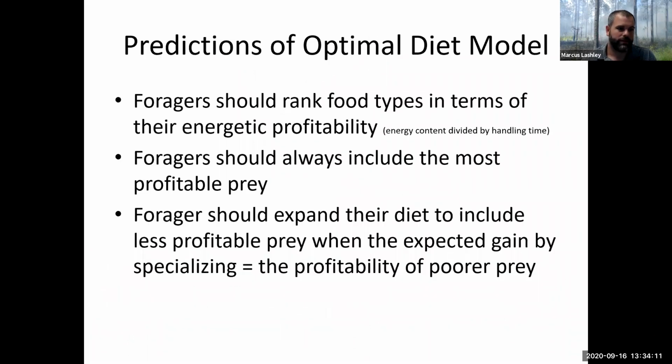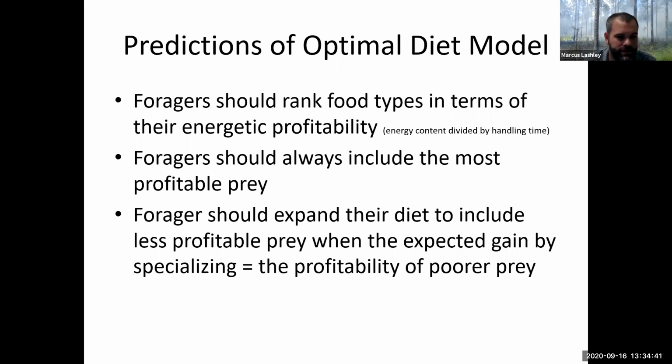So here are some other general things that we think about, or predictions from this optimal model. Foragers should always rank food items based on their energetic profitability, and I have the simple equation right there in parentheses. They should include the most profitable prey, but if it becomes less profitable, like we just saw in that figure, they should diet switch, at least if they have that capability.